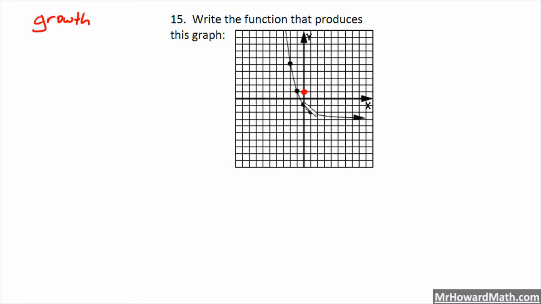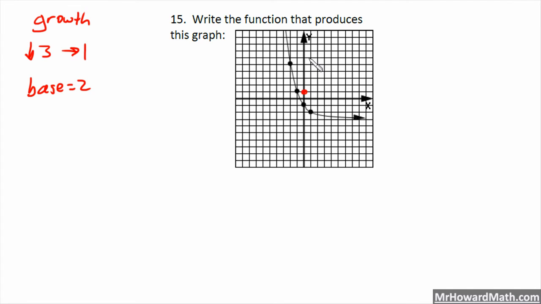So it's down 1, 2, 3 and right 1. So for growth, down 3, right 1. That's going to be the same for growth or decay. Down 3, right 1, and then the next perfect point gives us the vertical distance from that point to our horizontal asymptote, gives us the base. So it's 2 away, so the base will equal 2.